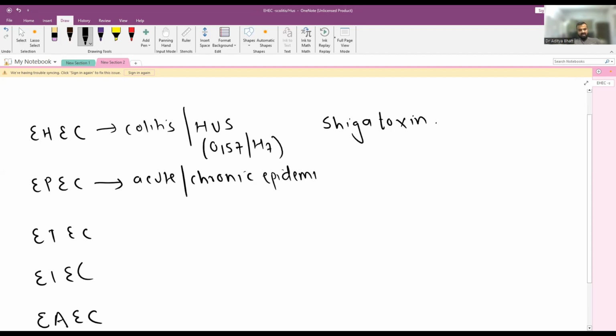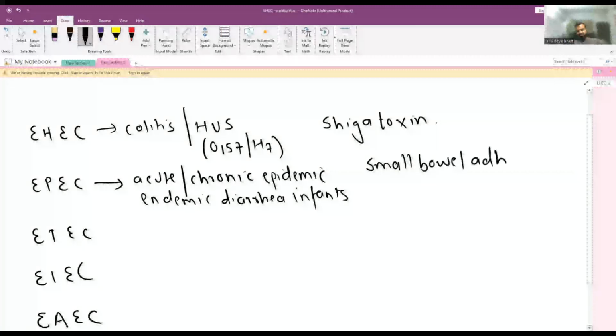In enteropathogenic E. coli, it leads to acute and chronic, epidemic and endemic diarrhea in infants. So the most common cause of infective bacterial diarrhea in infants is EPEC. Okay, the most common infective diarrhea in infants is rotaviral, but for bacteria the most common is EPEC, and this bacteria actually causes small bowel adherence and effacement. So this is the pathogenesis in EPEC.